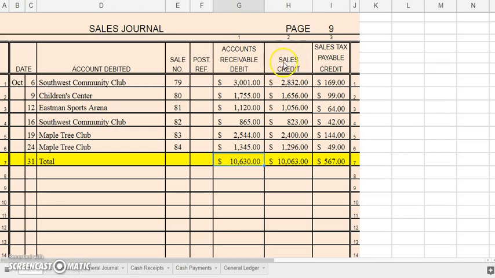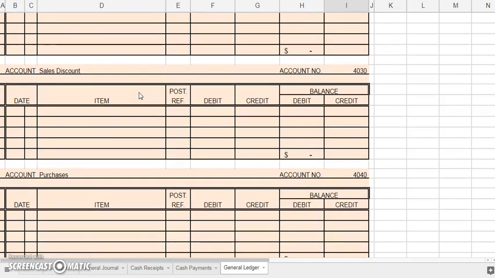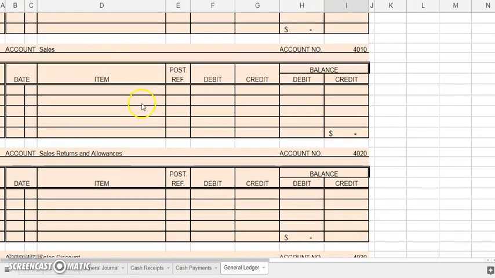I've got the sales account, and it is a credit. And I know it's a credit because it states it right here. So I've got $10,063 that I need to put into my sales account. So I am going to go to my general ledger. I'm going to scroll down to my sales account, which I know is a revenue account, so it should be in the 4,000s. Here it is. And I'm going to put this as the very first transaction.